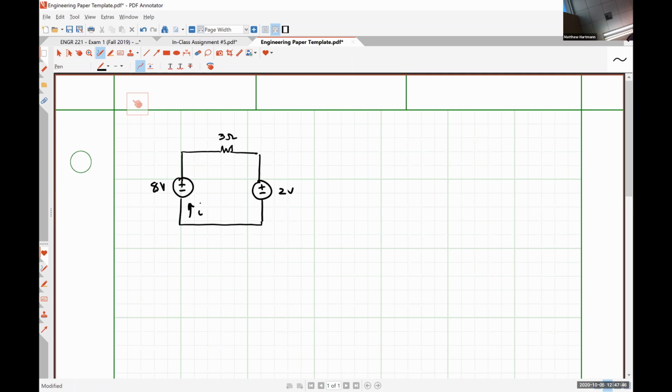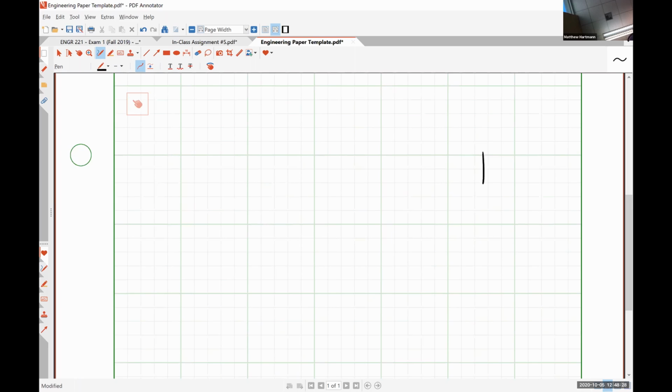All right, so here's our current I. We're just assuming the direction that it's going to be flowing clockwise around this loop, right? So if we apply KVL, we have -8 volts plus 3 ohms times I plus 2 volts is equal to 0. And so we can see that the voltage drop over our resistor, which is just 3 ohms times I, where I'm assuming this polarity, is 6 volts, right?